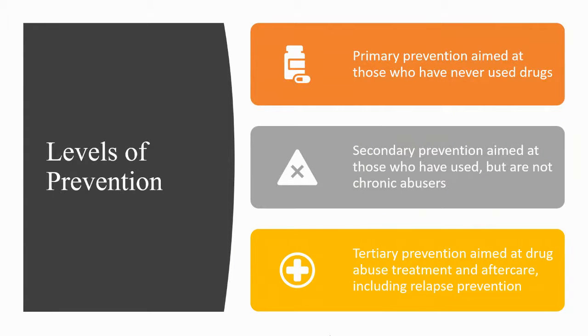The 3 levels of prevention for drugs are, first, primary prevention, which is aimed at those who have never used drugs, and the goal is to make sure they don't use drugs. Secondary prevention is aimed at those who have used drugs but are not addicted and are not chronic users, maybe they just use drugs in social situations or just tried it once or twice. And finally, tertiary prevention is aimed at drug abuse treatment and aftercare, for those who already have a major problem with drugs in their life.